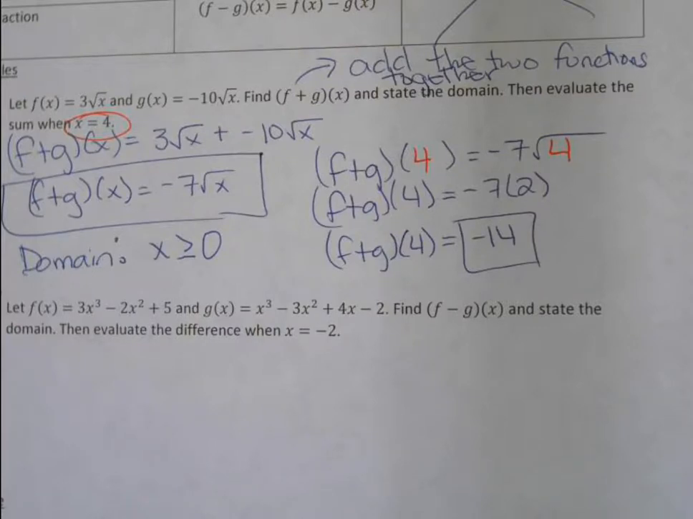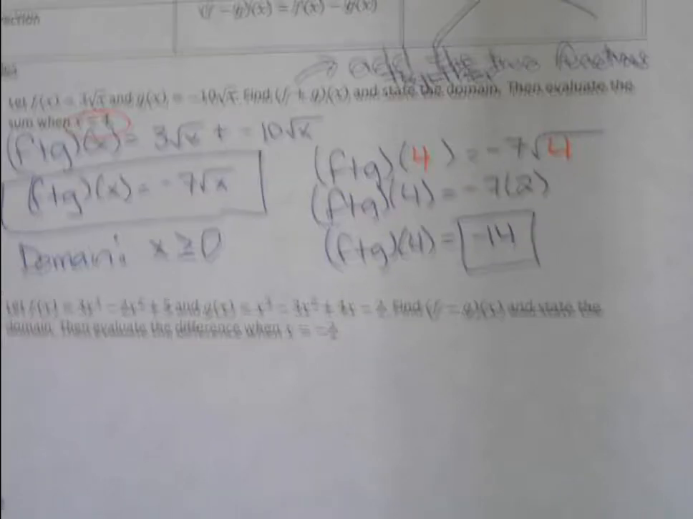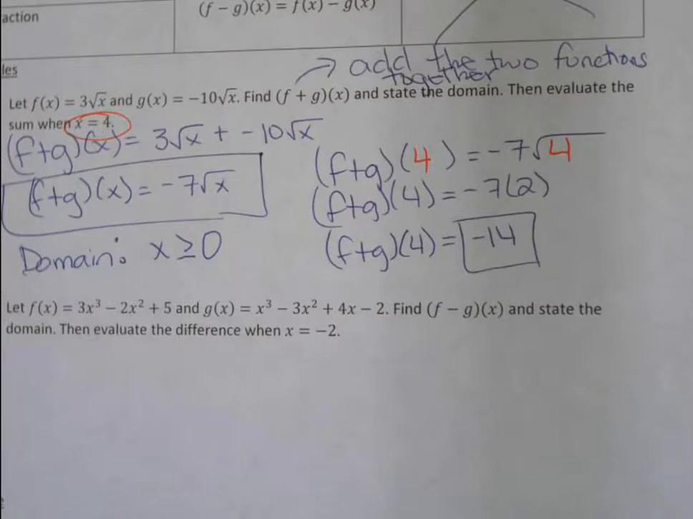Wait, so you multiply 7... No, I just leave it there. That's just saying that we're adding the two equations together. It's like short notation, the f of x. Any other questions?